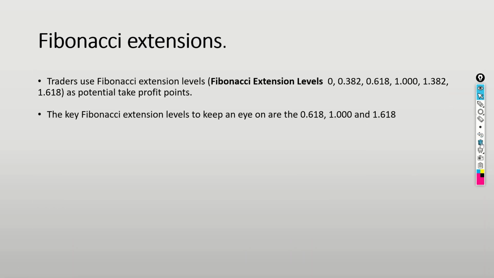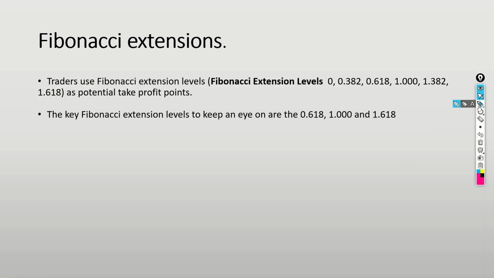Fibonacci extension levels are the opposite of Fibonacci retracement. Traders use the Fibonacci extension levels as potential take profit points, or in some other methods. They are normally the 0.382, the 0.618, the 1.0, then the 1.38, and then the 1.618. Those that we have to keep an eye on are the 0.618, the 100, and then the 1.118. This is 1.00 or the 100.